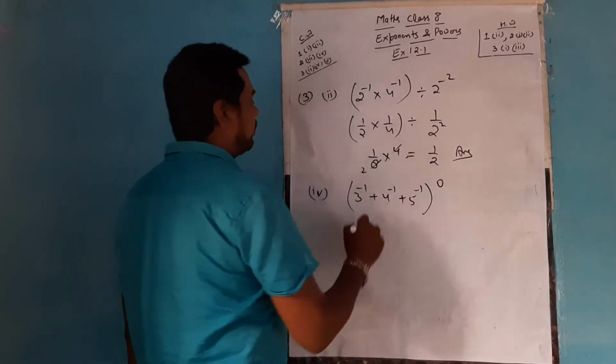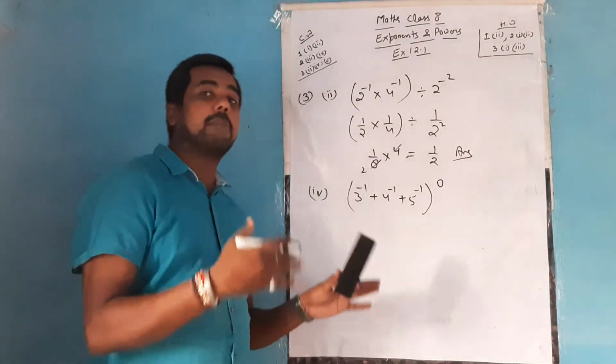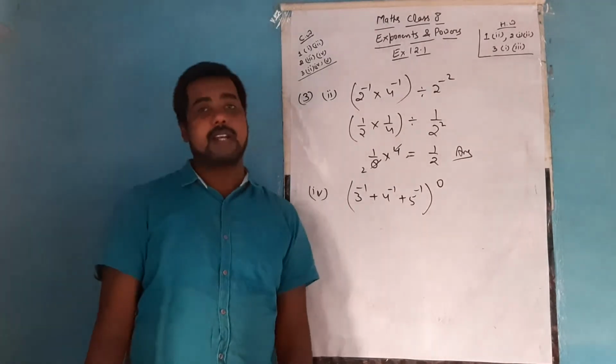to the power 0. Although the one law which I have told you says that any number to the power 0 is 1. So it means the answer of this part will directly be 1 only.